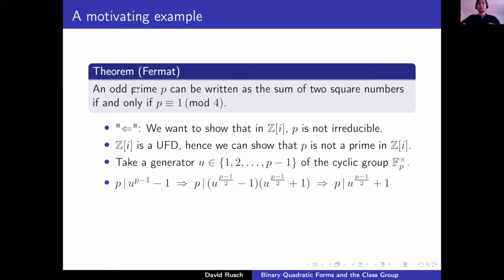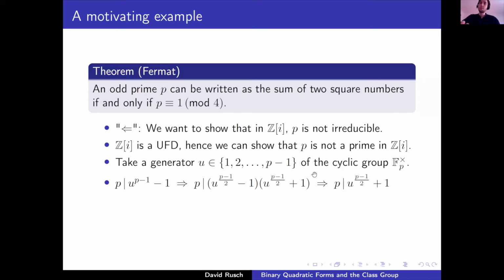And now, since P is odd, we can factor this because it's the difference of two squares. We get this. And again, we use that U has order P minus 1. So U to the (P minus 1) divided by 2 is certainly not 1 mod P. And since P is a prime in Z, and this divisibility holds in Z, we know that P doesn't divide the left bracket. So P has to divide the right bracket.